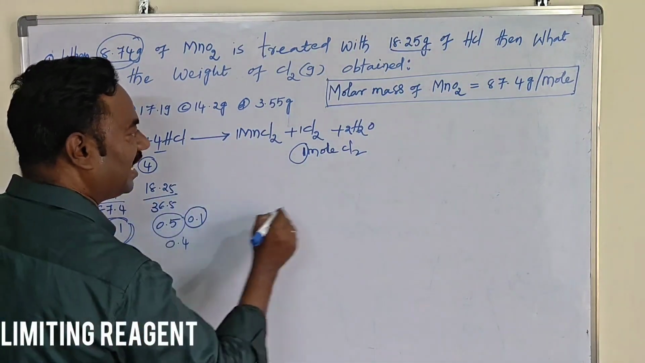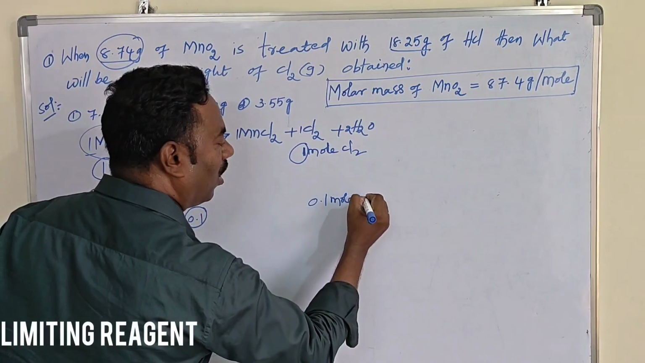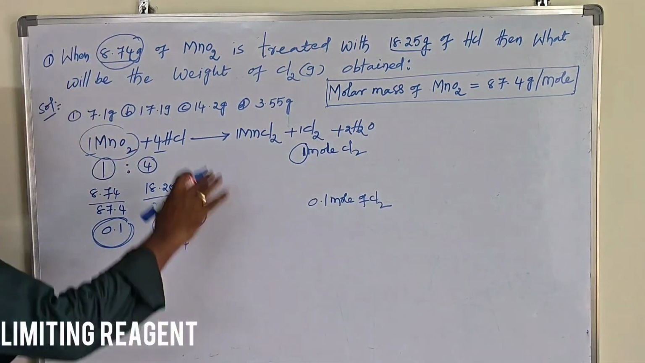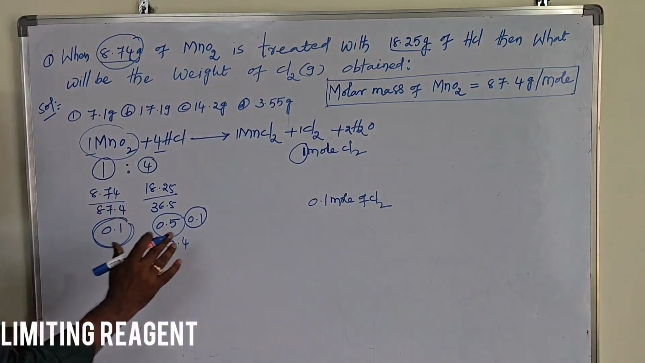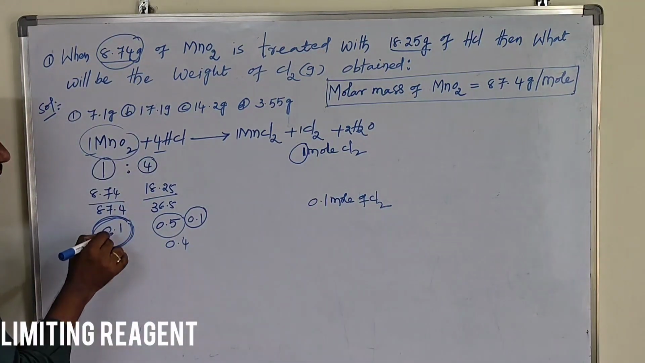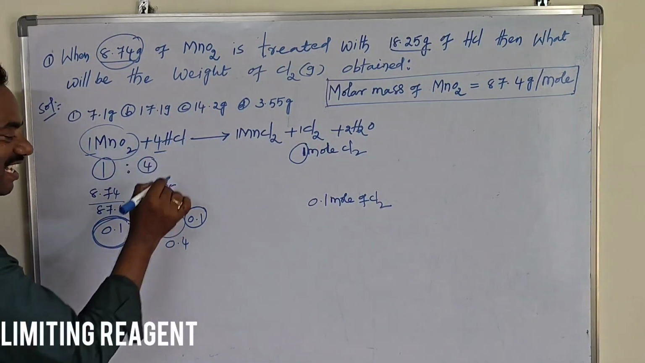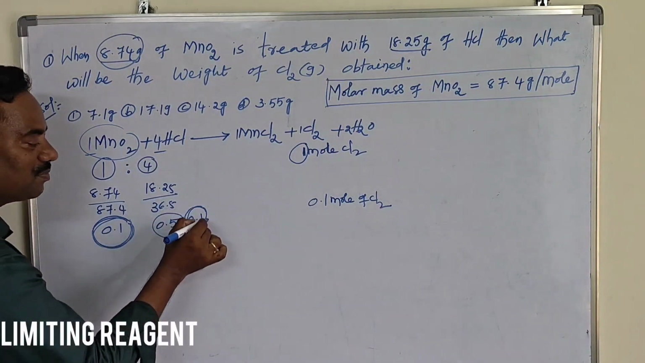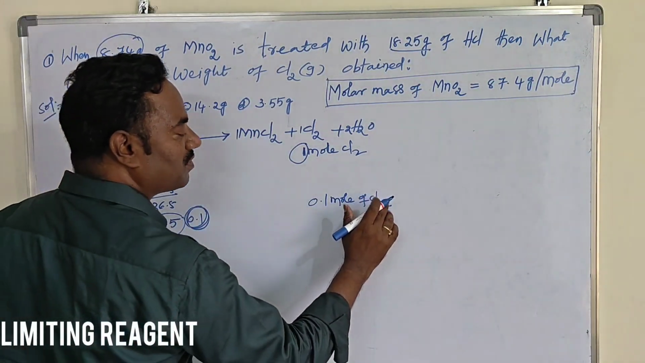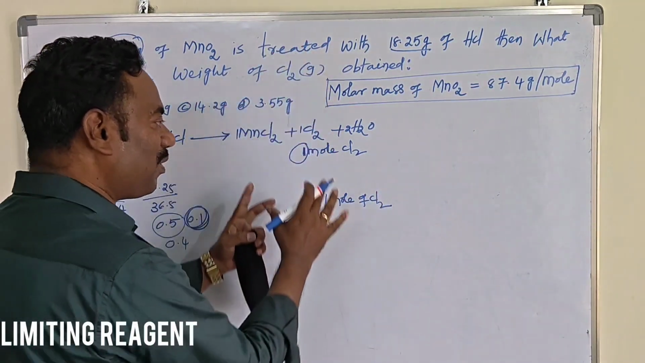and they can produce 0.1 mole of Cl2. In this problem, we will get 0.1 mole of Cl2. Here MnO2 is completely consumed, so it is the limiting agent. HCl is the excess agent. Why? Because this much amount of HCl is not reacting. Here we are getting 0.1 mole of Cl2 in this problem.